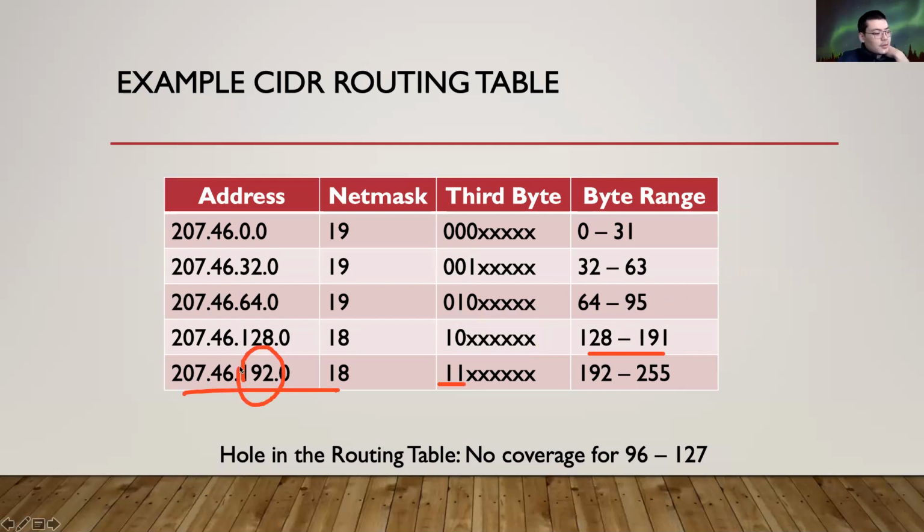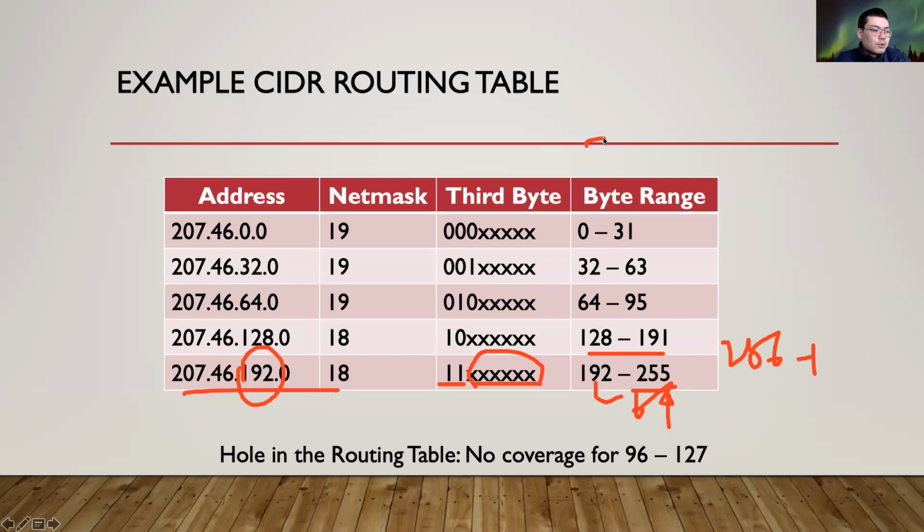I hope you are now familiar with that. 192. And then you have another freedom. So this is 192 plus 64, which is equal to 256, but we need to minus 1. That's why we have 255. I hope you understand how to do this calculation.